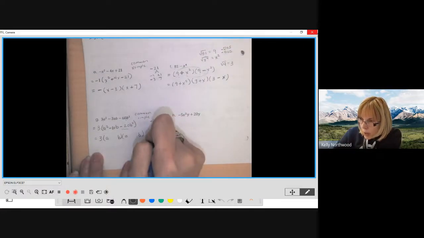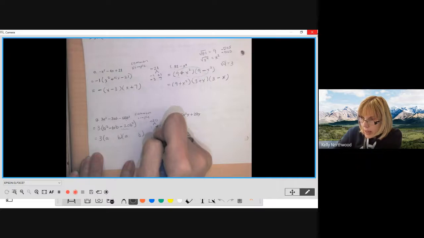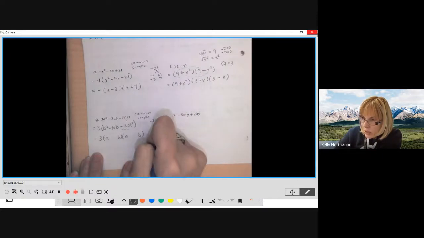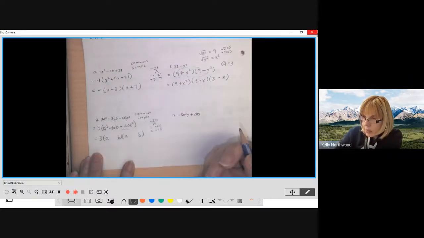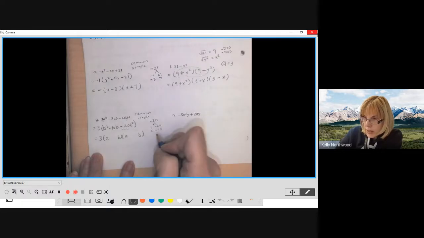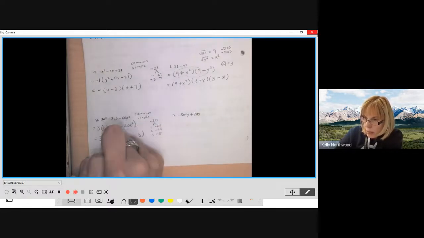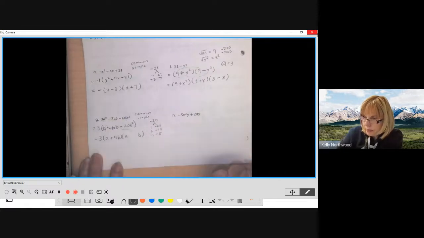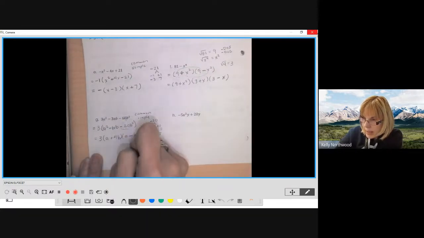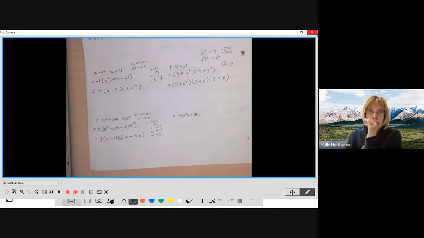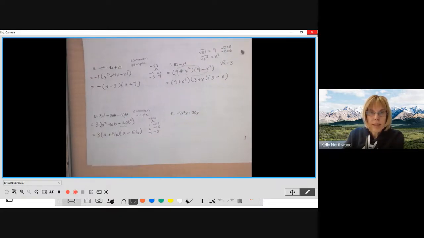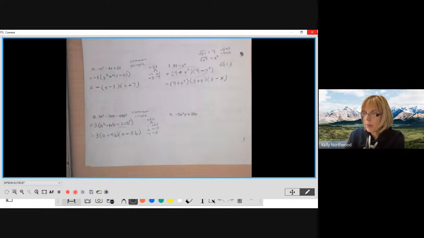So it could be 1 and negative 20, but that adds up to negative 19. 2 and negative 10 adds up to negative 8. 3 doesn't go in. 4 and negative 5. So it's going to be A plus 4B times A minus 5B. So we used common factor and simple trinomial. None of my factors have a squared in them, so I'm done.